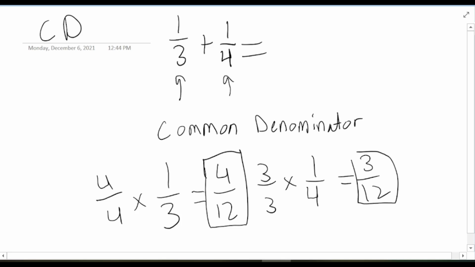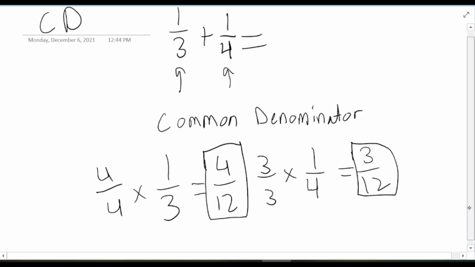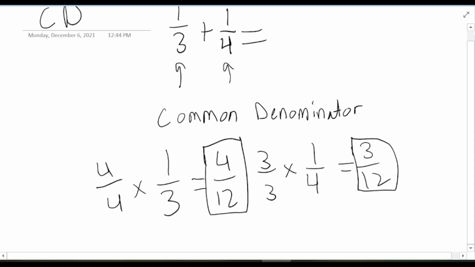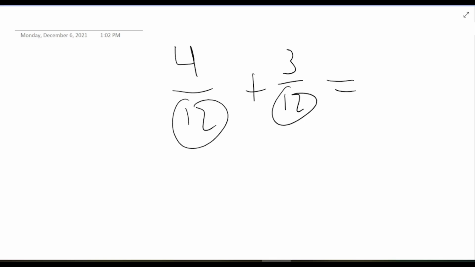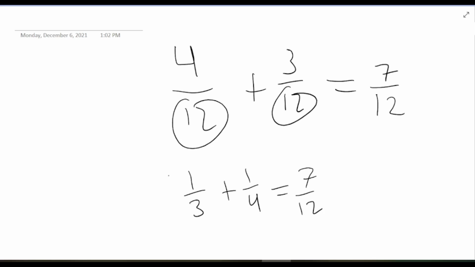Great, now we have two fractions where the bottom number, the denominator, are the same. They now share a common denominator. Now we can write our new fractions, 4/12 plus 3/12, and now we can add the top number straight across. And just remember that the bottom numbers, when we're adding fractions, stay the same. So the bottom number of this new fraction is going to be 12, and the top number, 4 + 3, equals 7. So now when we write our original fractions, 1/3 plus 1/4, we know that our answer is 7/12. And this is our final answer.